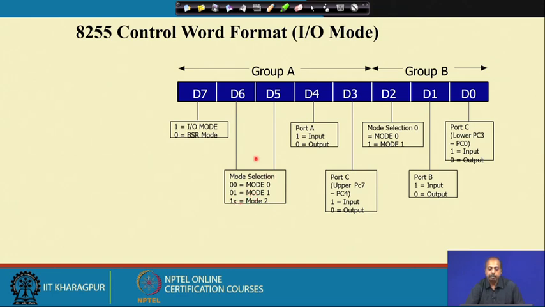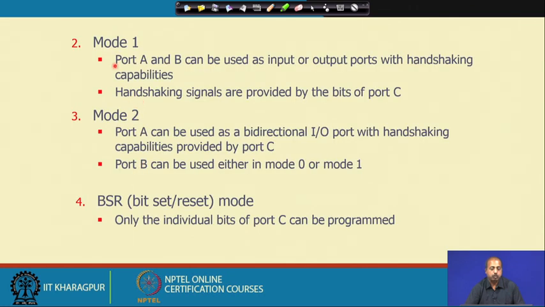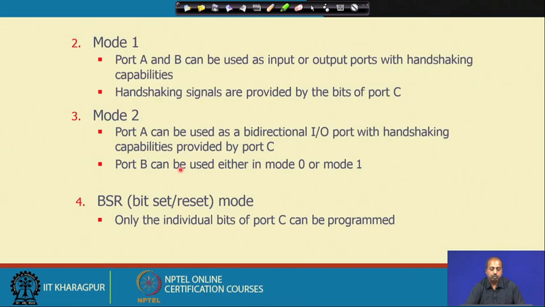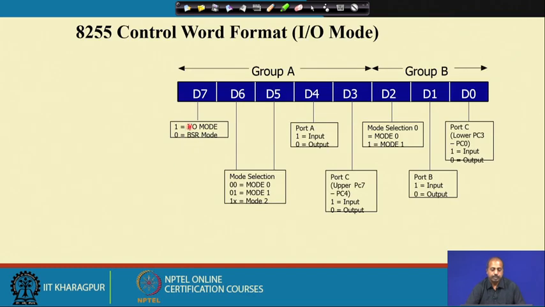So, that way we can select, like in the previous slide we have seen, mode 0, 1, 2 or BSR mode. We did not say explicitly mode 3. Okay. So, that is BSR mode. For setting BSR mode we have to set this D7 bit to 0. If this D7 bit is 1, then you can select these other bits, and accordingly the mode will be set.